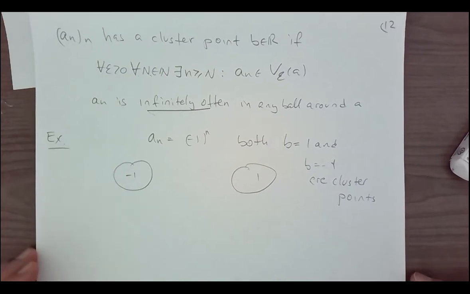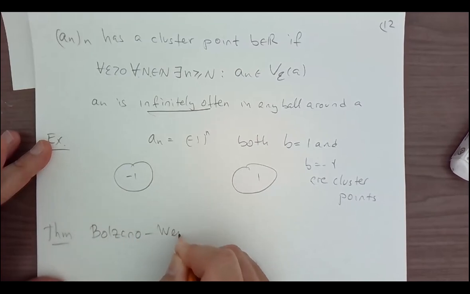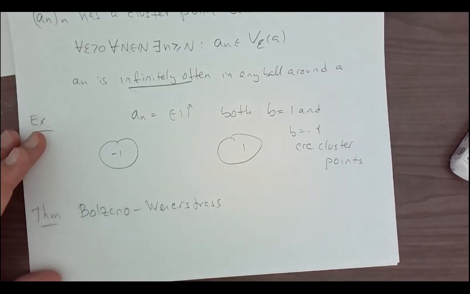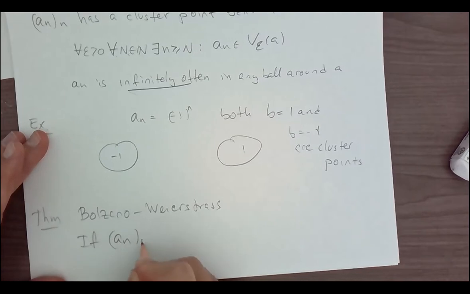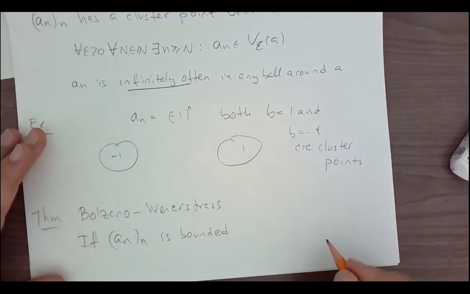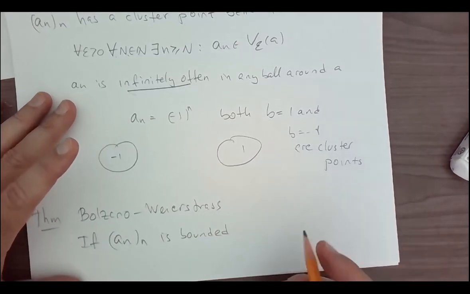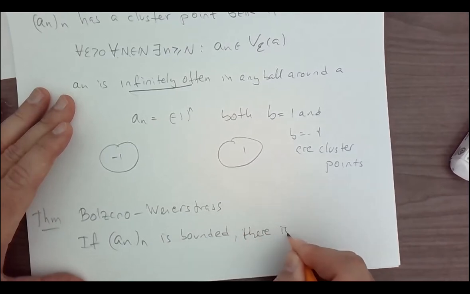And so the big theorem is the Bolzano-Weierstrass theorem. It says that if a_n is bounded, it has a cluster point. There is a cluster point.